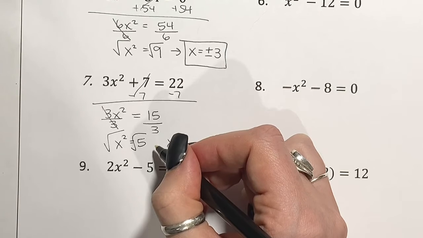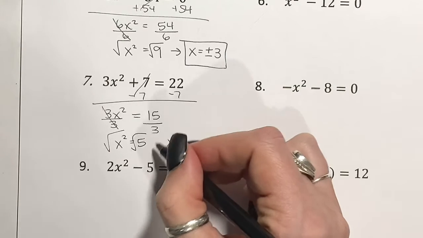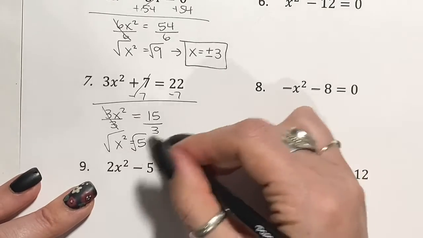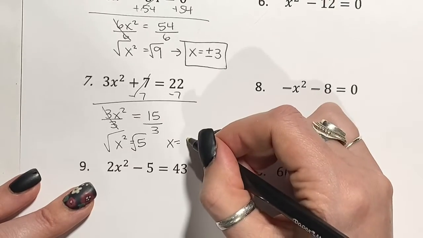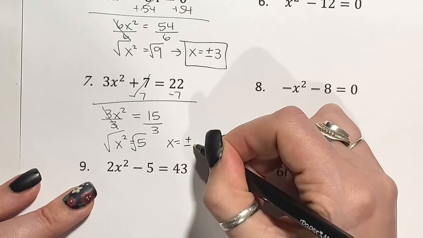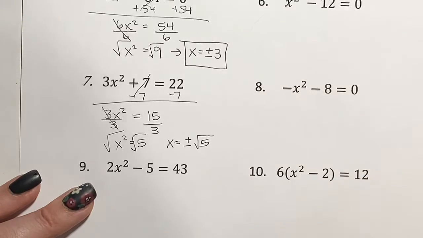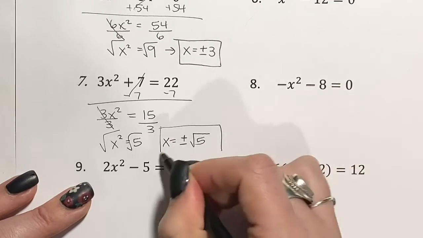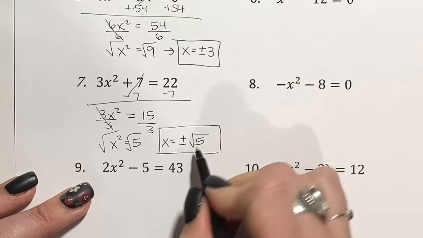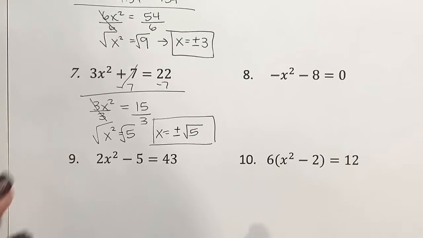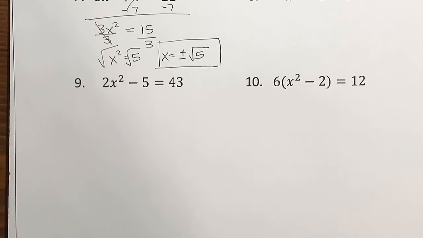Well, 5 is not a perfect square. It's a prime number. I can't break it down anymore. So what do I do? I can't really do anything. I don't want a decimal number, so we're just going to have to leave it in the square root. So I'm going to still write my plus or minus, but then just keep it as a square root of 5, and that's going to happen sometimes. But the only time that's going to happen is when it is a prime number, and you can't break that prime number down anymore. So careful with those, but it is okay to leave some of them in square roots. Don't put a decimal unless they tell you to put a decimal.